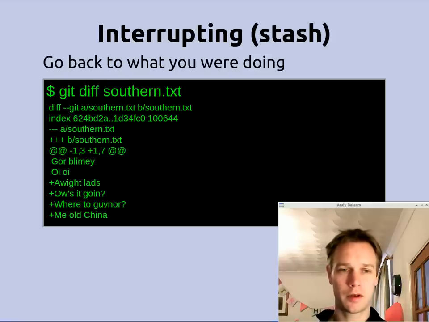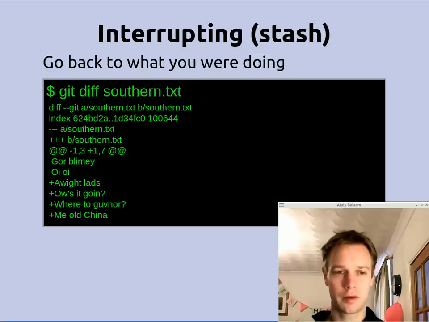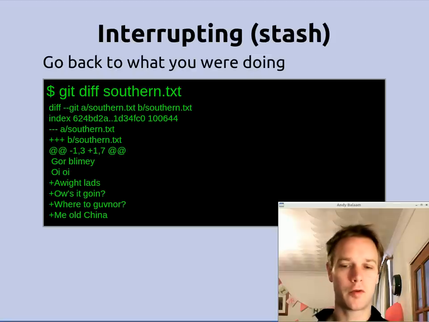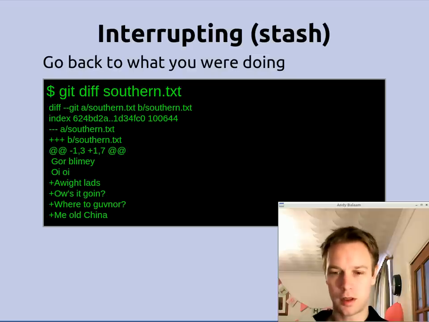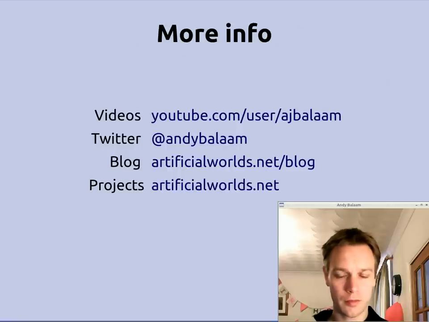And if we do that by doing git diff southern.txt, what we can see is that our spelling correction for core blimey is included, which was our customer fix, but also the changes we were working on before that have also gone in. So Git has just happily merged those changes together, and is ready for us to carry on working on the changes we were working on before as if nothing happened. And that's one of the real killer features of Git. I love that. It works so well in practice, and it just means you can just say, forget what I was doing, do something else.